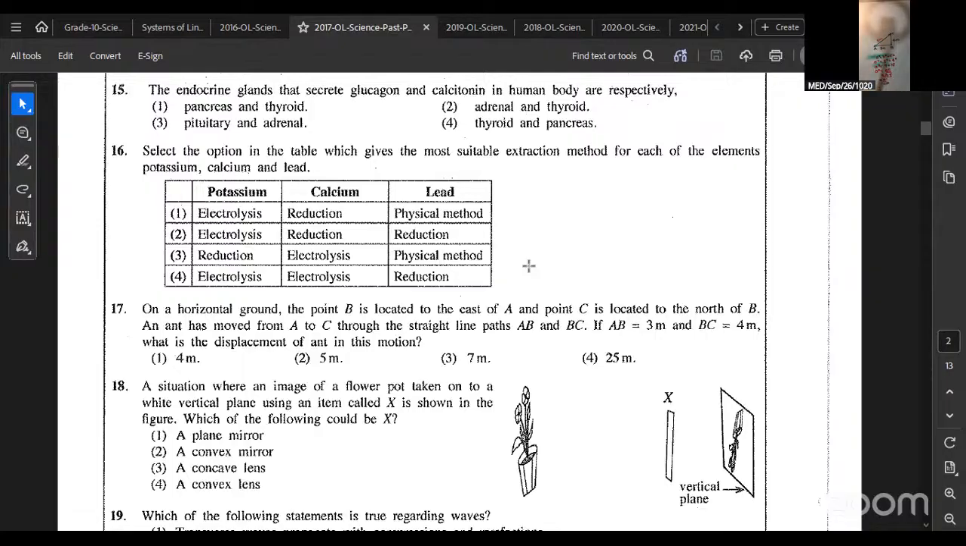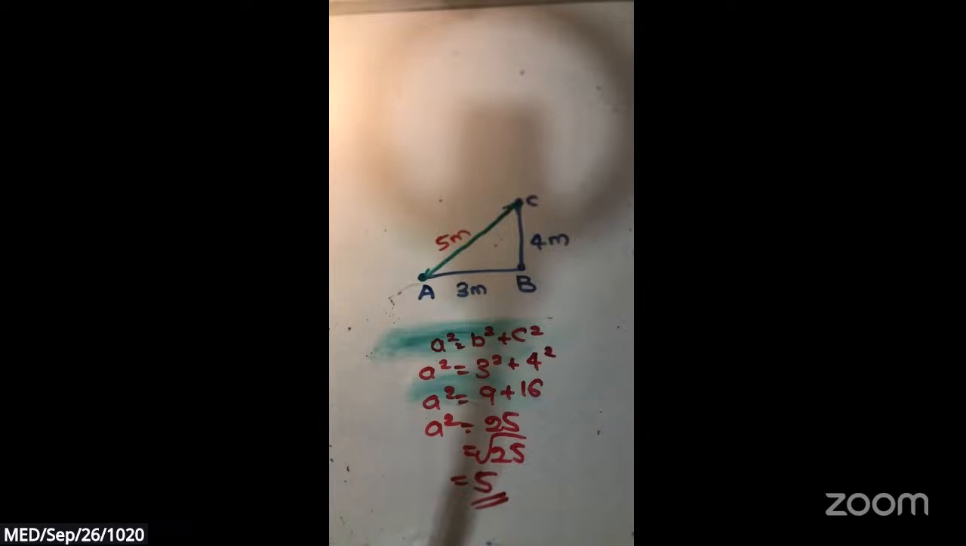So the answer is the second option. Question 17 is answer number 2. All right, so this is how it is, right? And then, yeah, that is that question.